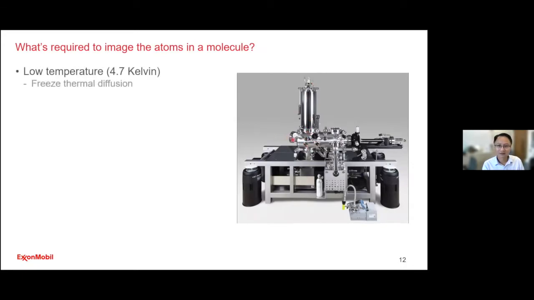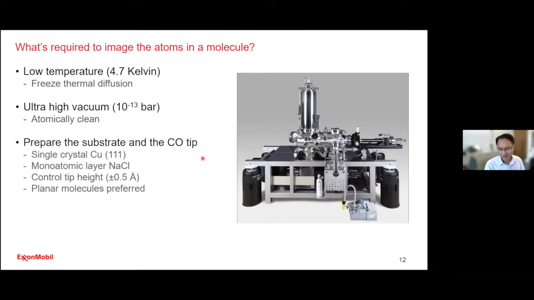First of all, it needs to be at a very low temperature. You need to run liquid helium, so 4.7 K, to freeze the thermal diffusion. At 10 or 20 K, the molecules start to diffuse on the surface. You also need an ultra clean system, which means ultra high vacuum, to get rid of all the contaminants.